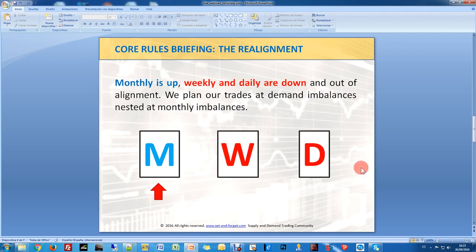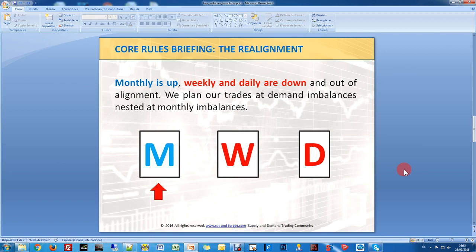So if the weekly is out of alignment as well, both of them, our entry time frame is still the daily. If the month is still trending up, we will look for areas of demand on our entry time frame, which is the daily, inside the monthly area, at the proximal line or distal line. We don't care. There has to be one great level of demand. But that doesn't always happen.